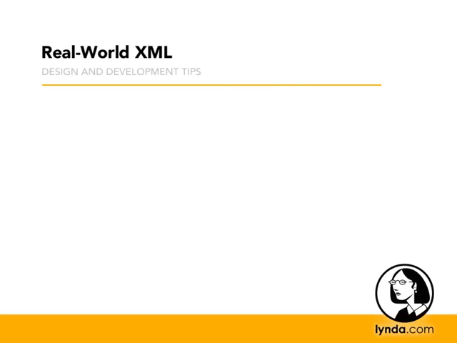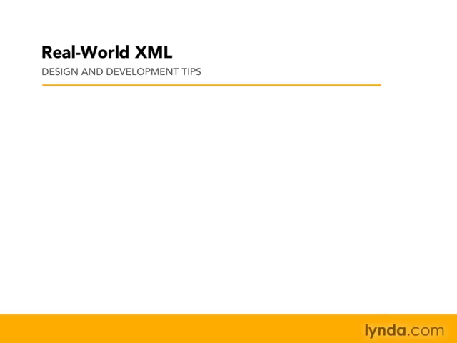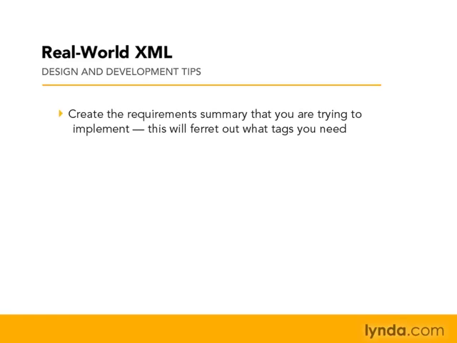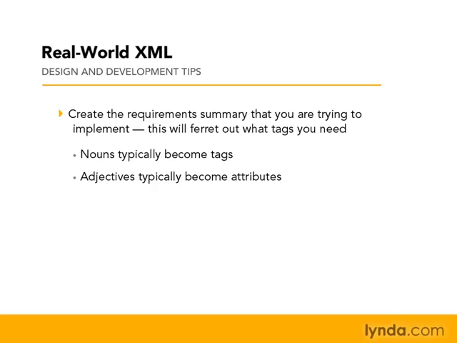Okay, let's take a look at some design and development tips that you can follow when creating an XML format. To begin with, create the requirement summary that you're trying to implement, because this helps you ferret out the tags and the attributes that you're going to need. And what you'll find is when you write things down, nouns will typically become tags and adjectives will typically become attributes, although they may become tags themselves if they're somewhat complex. And verbs will typically become functions.